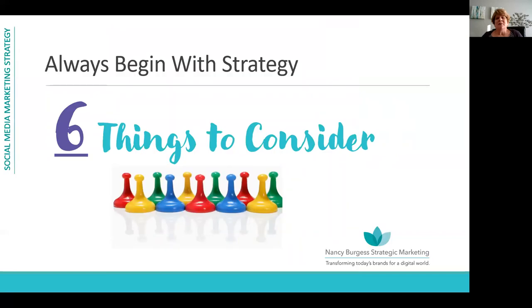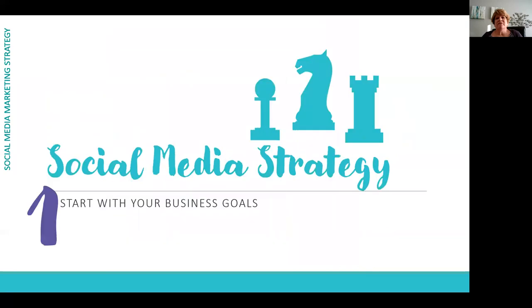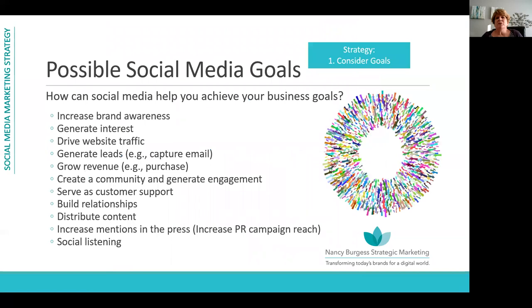So we're going to talk about 6 things to consider for your social media marketing strategy. The first thing we want to consider are your business goals. You always want to start with your business goals. What are you trying to achieve on this channel? For example, you could be using YouTube, and on YouTube, you might want to have how-to videos, or you might just be trying to get interest and brand awareness about your business.